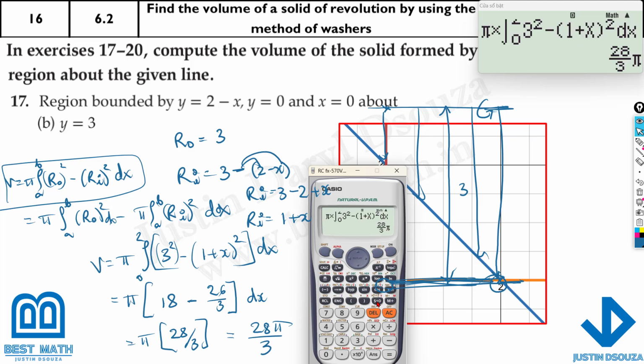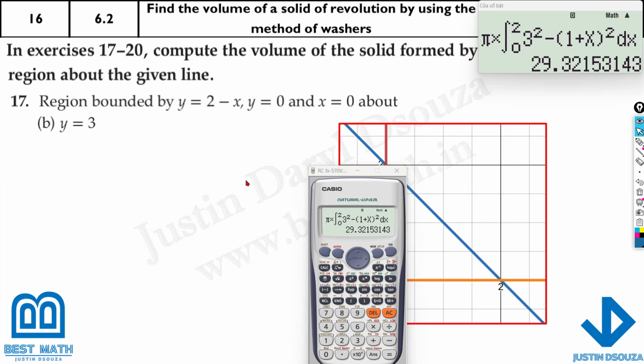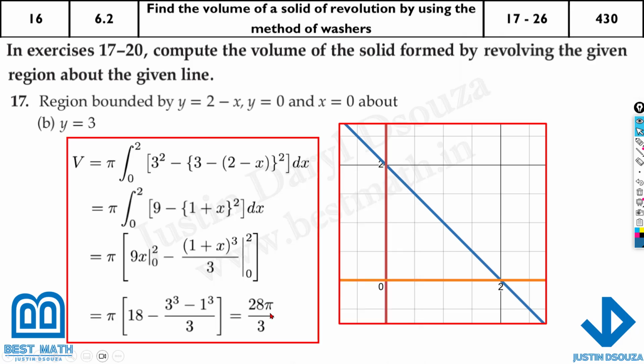Okay, you're getting the answer properly. Sometimes you get it as fractions. Here it's in decimals, you don't get it as a fraction. But if you use this method, you might get it in fraction. You can keep it in fraction. So that's how we do this problem. The answer is 28 pi by 3. Let's go to the next one here. So this is the answer.